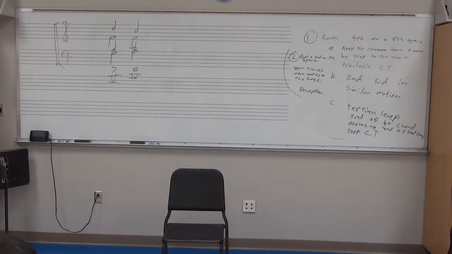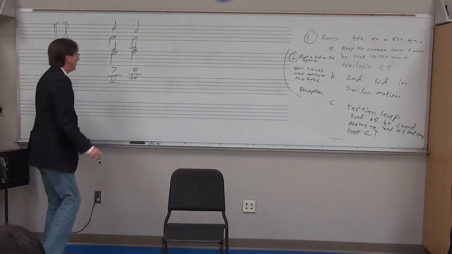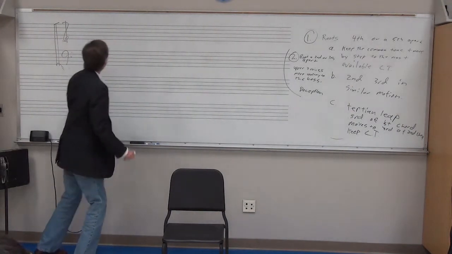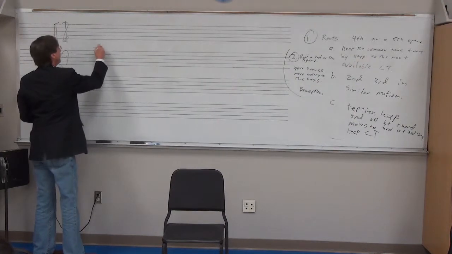The second most common deception is 4-6. That happens about 0.1% of deceptive cadences. All right. Isn't that about it? Oh, we didn't do roots a third or a sixth apart, and we have just enough time for that. Let's do a whole bunch of them.